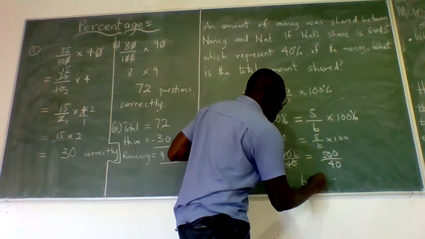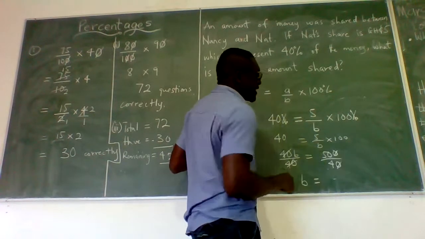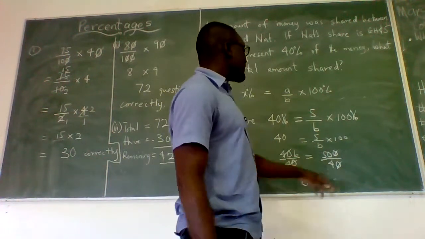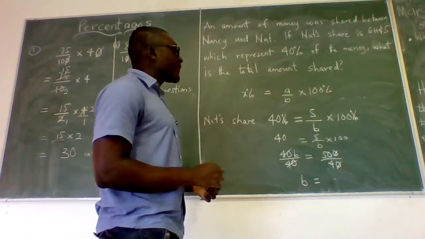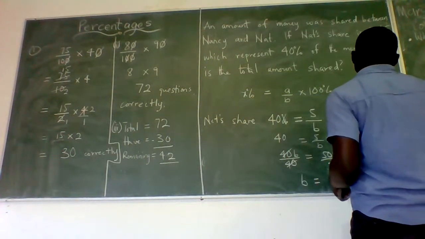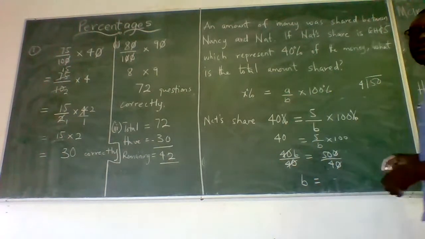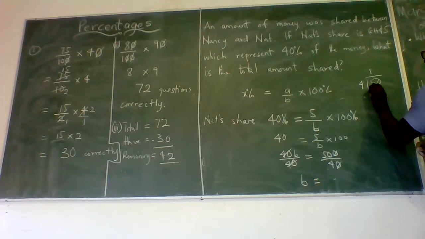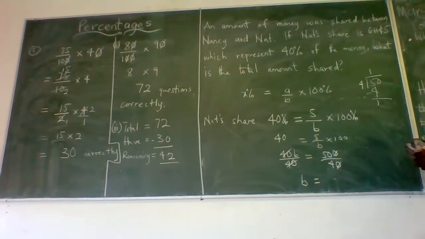Then we have our B to be equal to, when I cancel out the two zeros, I am simply left with 50 divided by 4. So I have 50 here and I'm dividing it by 4. So 4 goes into 5 once, and that should give me 4 here. And then when I subtract, I have a 1.